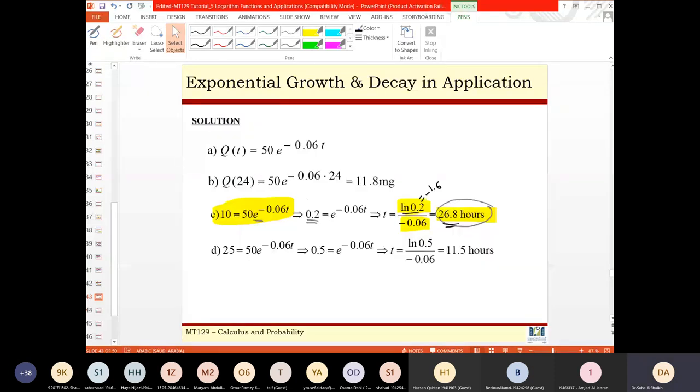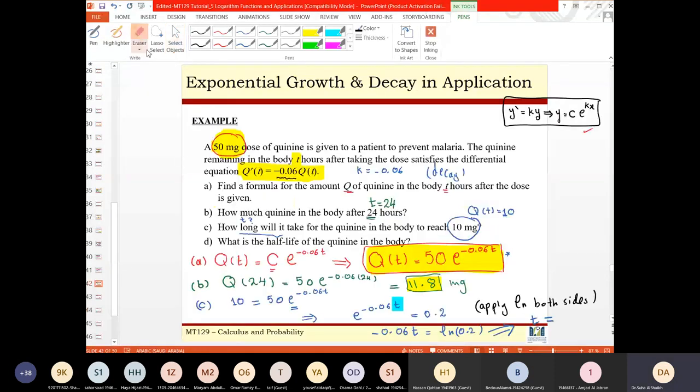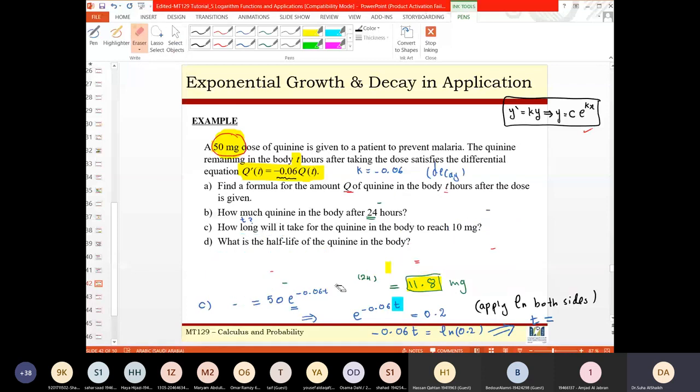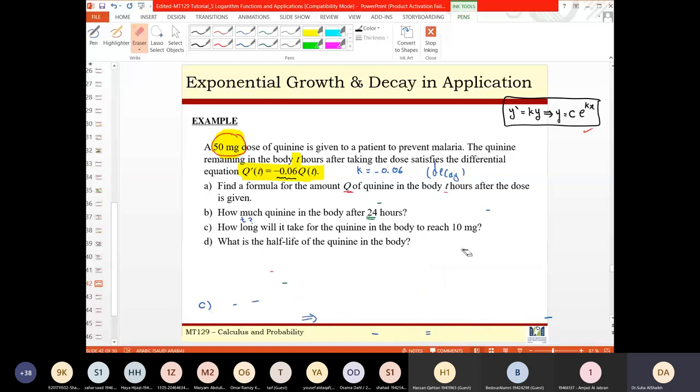So we still have one part of this question actually. Let me clean everything. ln is not always negative. ln of a decimal like 0.2, which is less than 1, is going to be negative. But not always negative, no. Just in this case you have the calculator. Try, try numbers on ln. ln for numbers less than 1 is going to be negative.